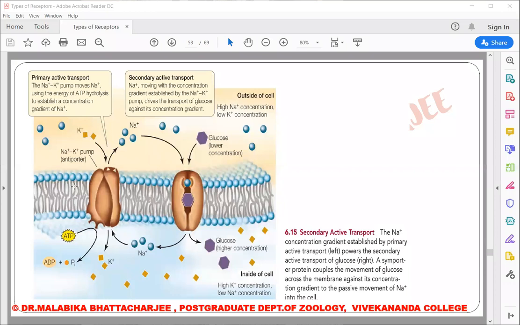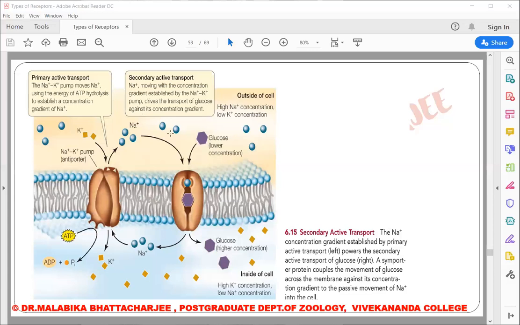Here you can see, we just now talked about the sodium potassium pump. Okay. So in the last step, what do we see? Sodium goes out. Now, as sodium goes out, sodium will now move down its electrochemical gradient. So higher concentration of sodium, lower concentration of sodium. So sodium is now moving through this symporter. This is a symporter. And glucose is having a lower concentration outside and a higher concentration inside.